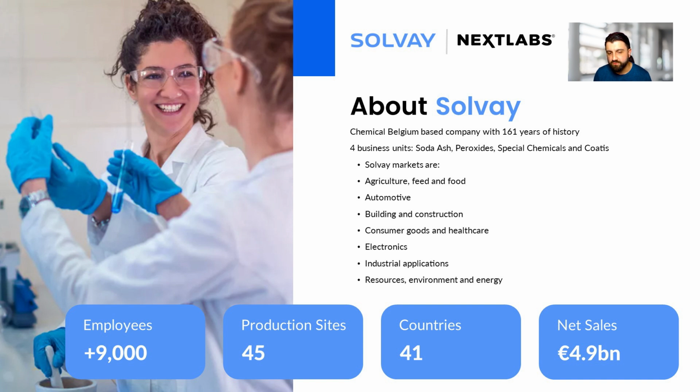In terms of some figures about Solvay, we are around 9,000 employees. We have 45 production sites in many different countries. We are present in 41 countries, and we have a net sales of 4.9 billion euro per year. These figures are from 2023.